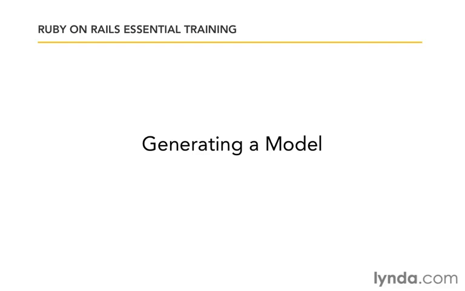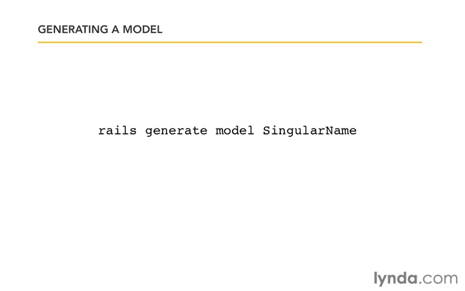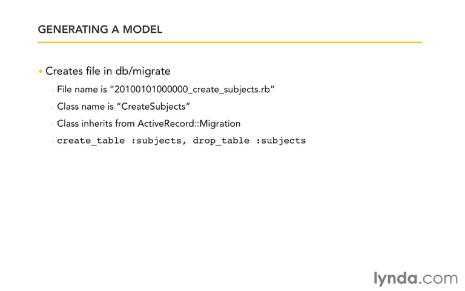To review, the command that you use from the command line to generate the model is rails generate model, and then the singular name of the model in camel case. So for example, subject. This results in the creation of two important files. The first is our migration file, which is in db/migrate. We saw earlier that that file was named with the timestamp, followed by create_subjects. If we open that file up, there's a definition for our Ruby class in there called CreateSubjects, which inherits from ActiveRecord::Migration, right? The part of Active Record that knows about migrations. We also saw that that file gets pre-populated with a couple of method calls to create_table and drop_table, both for the table named subjects.